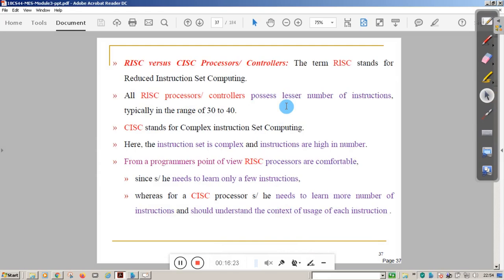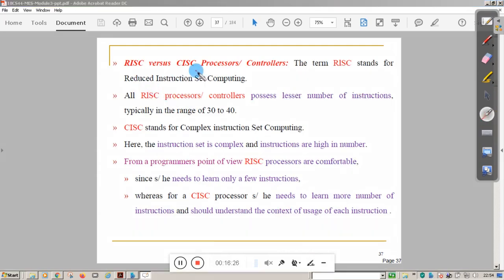Now, the next category of processor is RISC versus CISC. The full form of RISC is reduced instruction set computing, and the full form of CISC is complex instruction set computing. Most of the microcontrollers are based on RISC, but ARM has adopted the properties of both RISC and CISC. RISC processors or controllers process a smaller number of instructions, but CISC processes complex instructions.